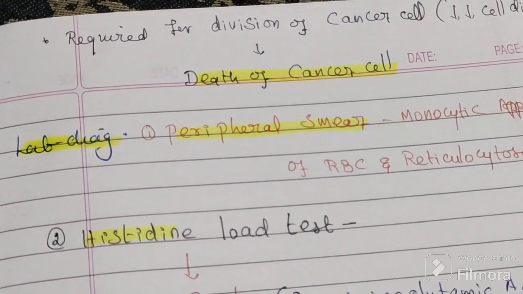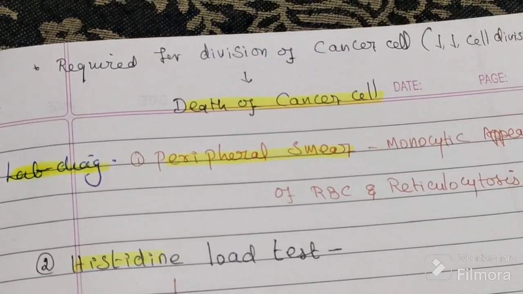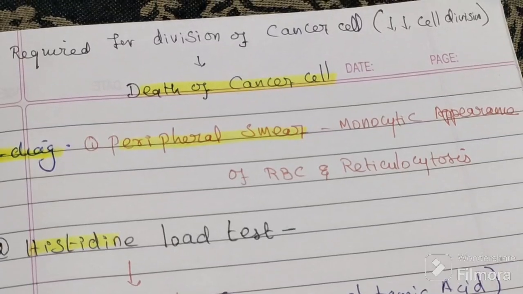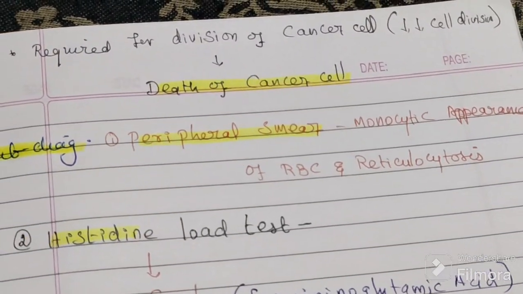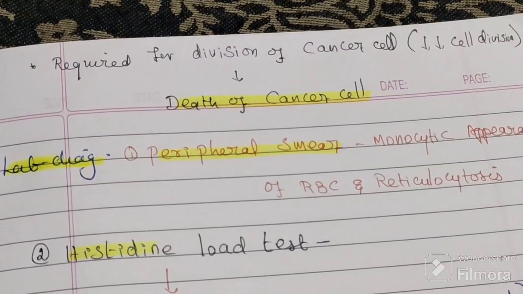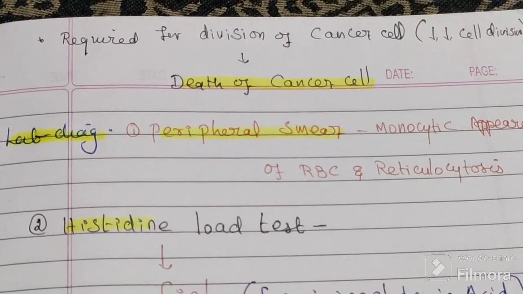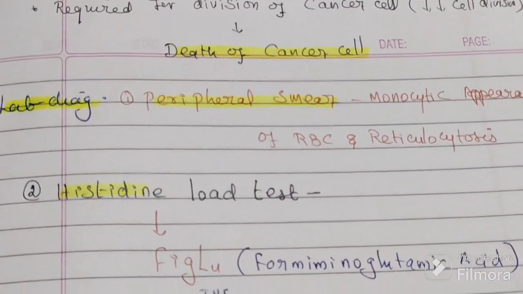Next one is laboratory diagnosis. First one is the peripheral smear, in which there is macrocytic appearance of RBC and also reticulocytosis.